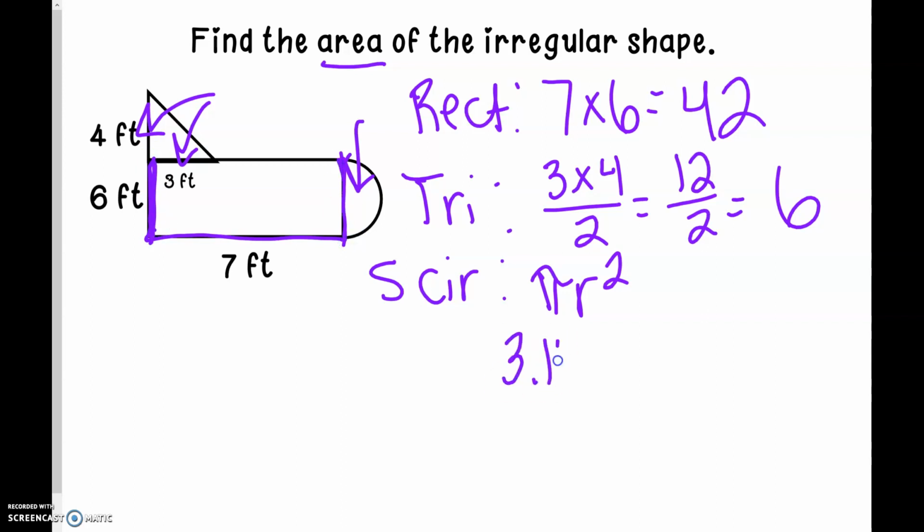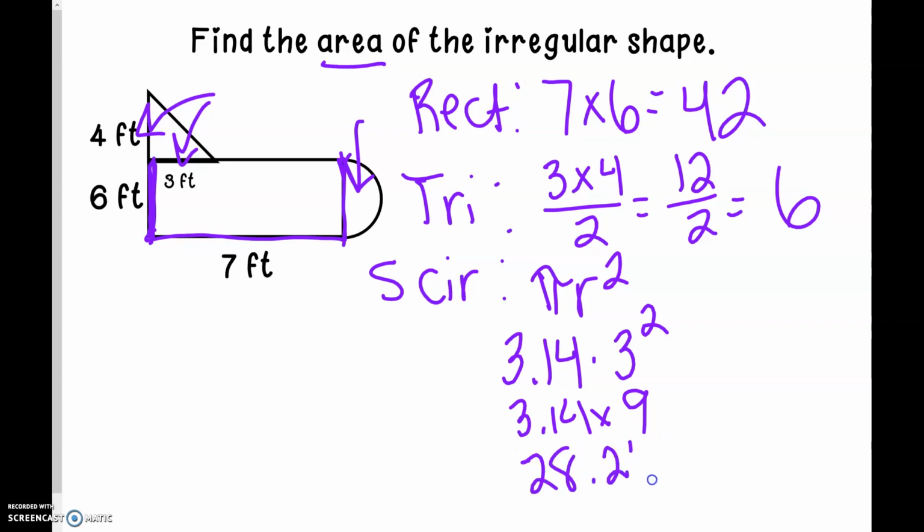So I want 3.14 times 3 squared. Okay. And then we have 9 when we do that 3 squared. So I got 3.14 times 9. Okay. And when I do that, I end up with 28.26. But remember, it's a semicircle. That's why we labeled it with this S, semicircle. So I only need half of that. So we're going to have to divide that by 2 to get 14.13. Okay, and now our final step.